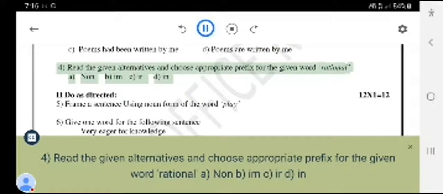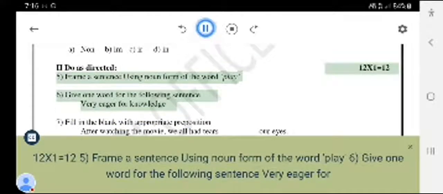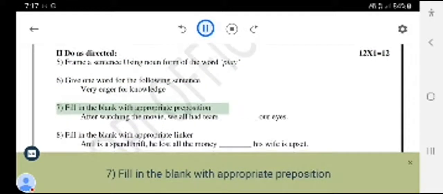4. Read the given alternatives and choose the appropriate prefix for the given word: rational. A. Non. B. Im. C. Ir. D. In. Total 1x2 equals 12. 5. Frame a sentence using the noun form of the word play. 6. Give one word for the following sentence: very eager for knowledge.